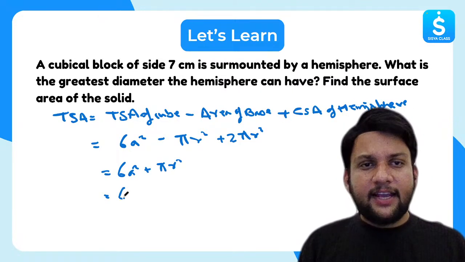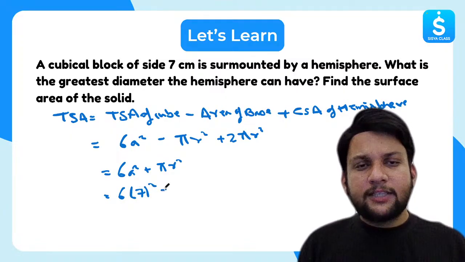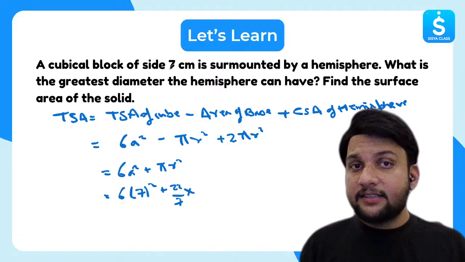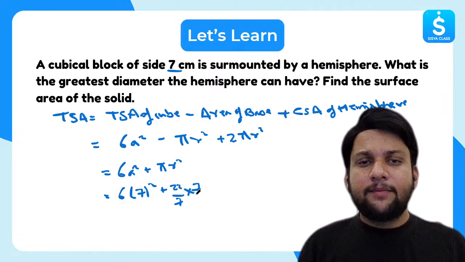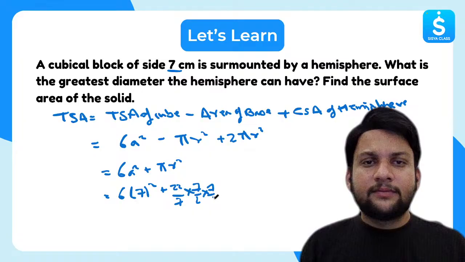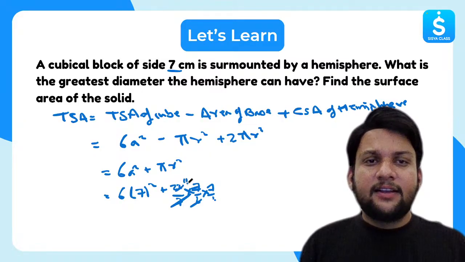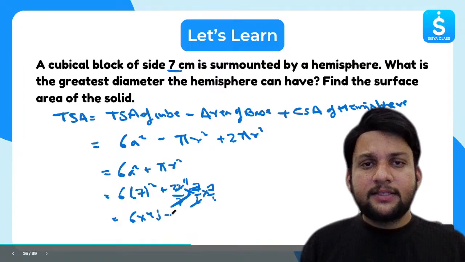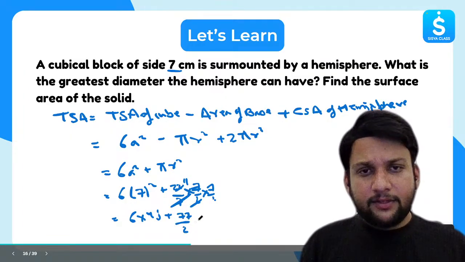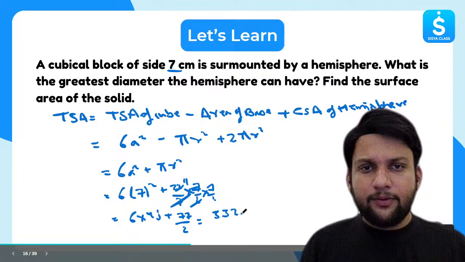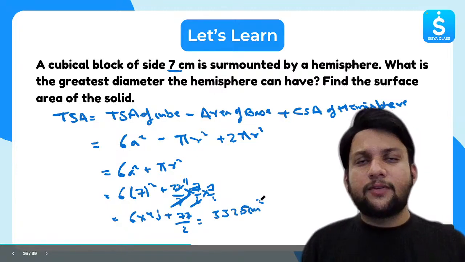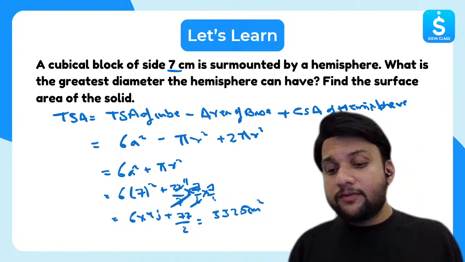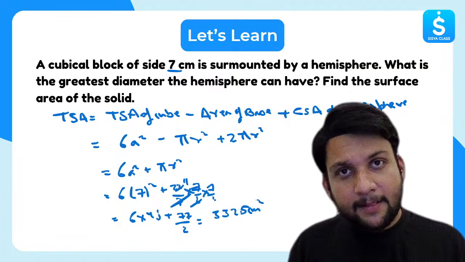Now, what is a? A is 7. 7 square. What is pi? 22 by 7. And what is r? R in this is the side is 7 centimeter. R is going to be 7 by 2 into 7 by 2. So 7, 7 will get cancelled. This is 11. So what I'm going to get 6 times 7 square is 49. That is 6 into 49 plus 77 over 2. If you solve this, you will get answer as 332.5 centimeter square. Just for all the calculations, dear students, please do it on your own and cross verify with the answers. Great. All right.